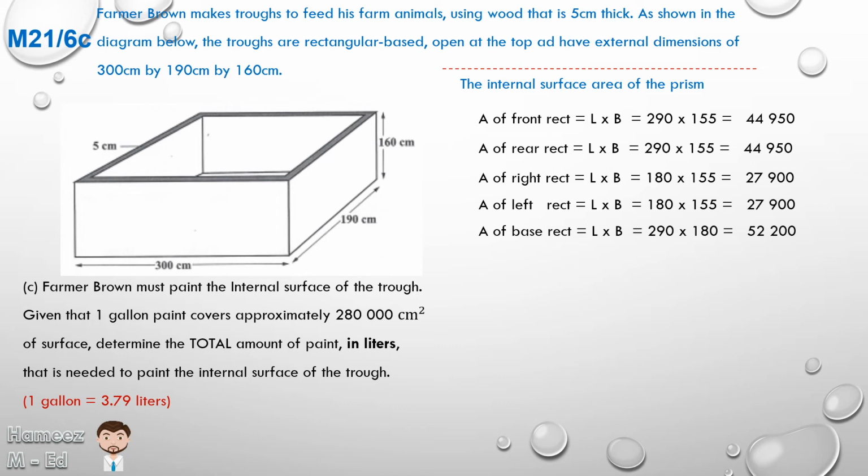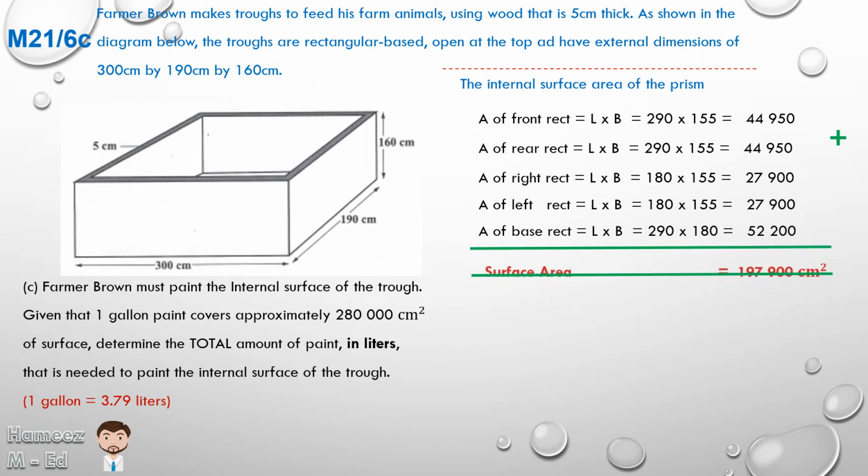Now that we've gotten the area of each of the 5 surfaces, how do we get the entire surface area of the internal prism? We'll have to add up all the 5 values. And using our calculators, when we add it up, we get 197,900 centimeters squared. So this is the entire surface area on the inside of the trough, which needs to be painted.